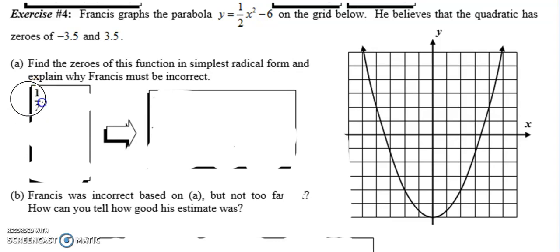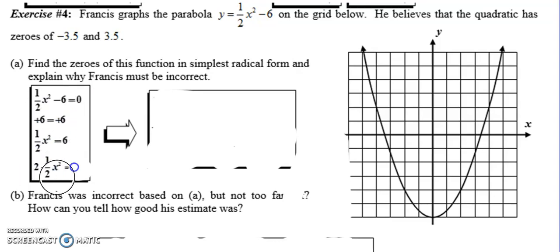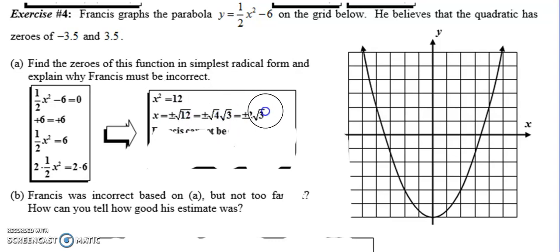Alright, when you did that, we want to obviously set it equal to 0. Then get the x squared alone, so add the 6 to both sides. Now get rid of the half by multiplying by 2, and you end up with this. Then I take the square root, and I get square root of 12, which becomes radical 4 radical 3, or 2 radical 3.